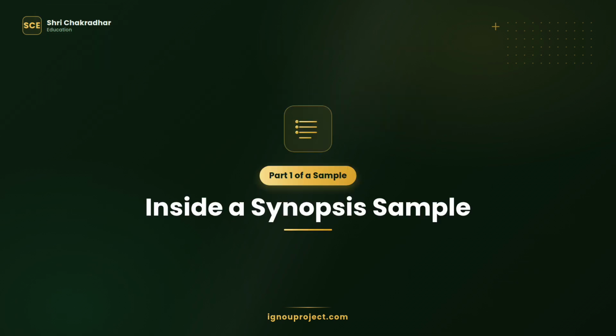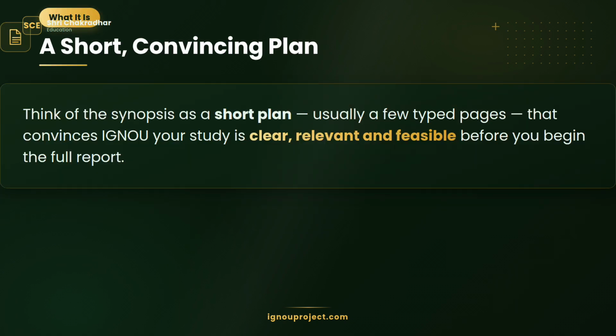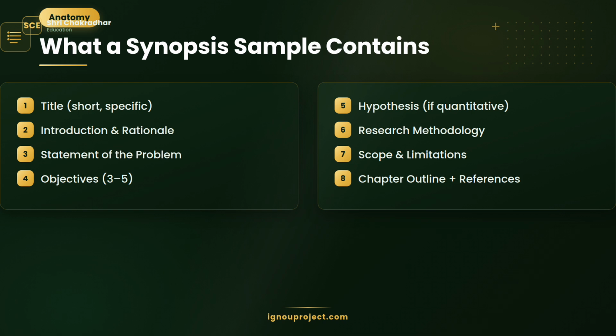Let us now open up a synopsis sample and see what it should contain. Think of the synopsis as a short plan, usually a few typed pages, that convinces IGNOU your study is clear, relevant, and feasible. A well-built synopsis sample shows these parts in order. 1. The title kept short, specific, and tied to your specialization. 2. The introduction and rationale, explaining the background and why the topic matters.